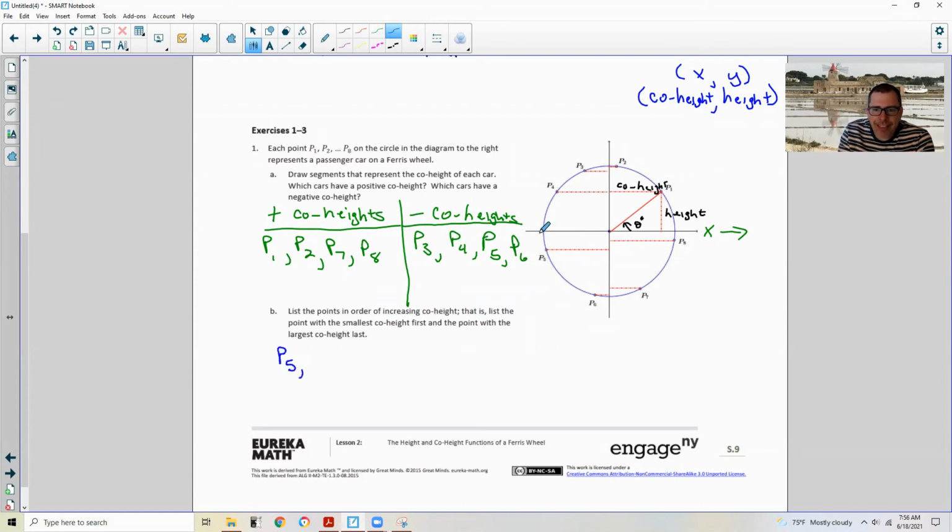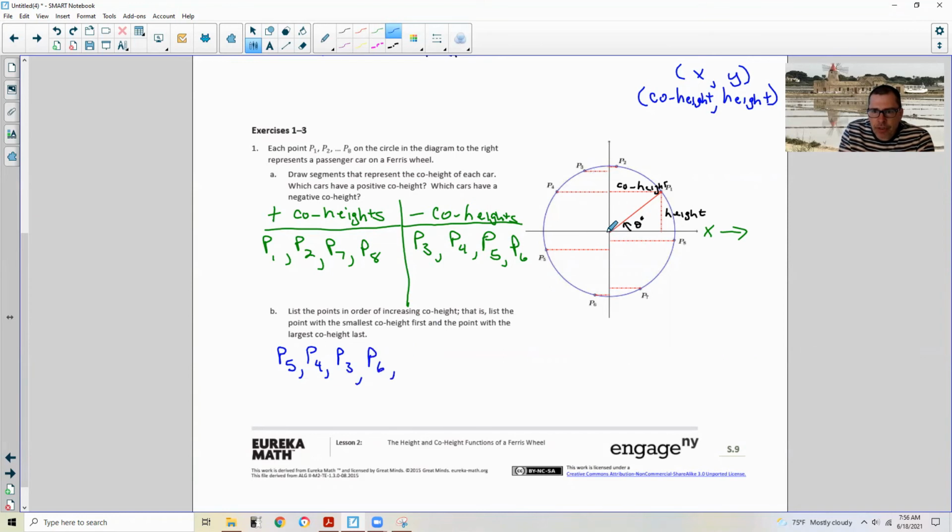So we're just listing these from least to greatest, most negative to most positive. So P sub 5, so I'm right here. If I go this way and I look up or down, P sub 4 is the next one. And so now I'm here. And if I continue this way, P sub 3 is the next negative number that I reach. And if I'm moving to the right on the x-axis, now I'm at P sub 6.